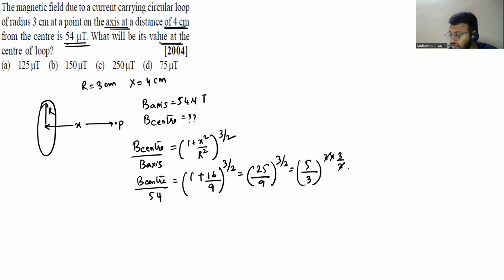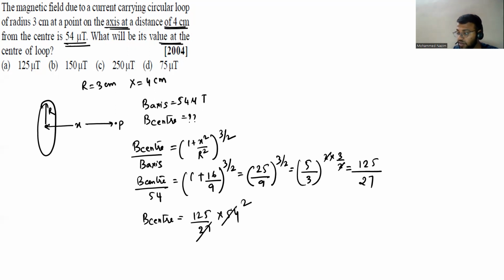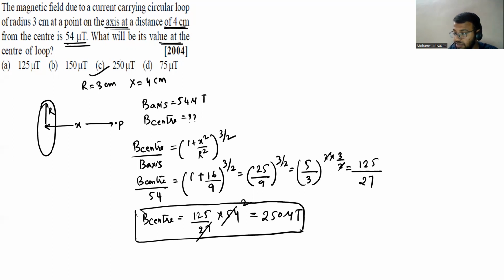So 2 will cancel. 5 by 3 the whole cube. 5 5s are 25. 25 into 5 is 125. 3 3s are 9. 9 3s are 27. Therefore, B center is going to be equal to 125 by 27 into 54. 27 ones are 27, 27 twos are 54, and 125 into 2 is going to be 250 microtesla. This is the magnetic field at the center of the loop. That is option number C.